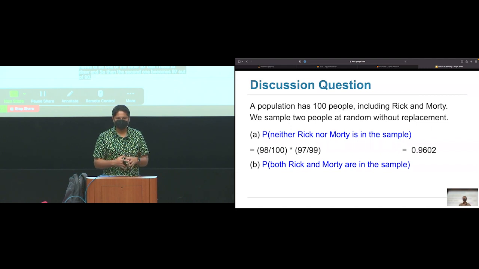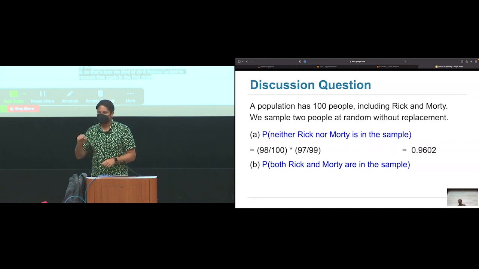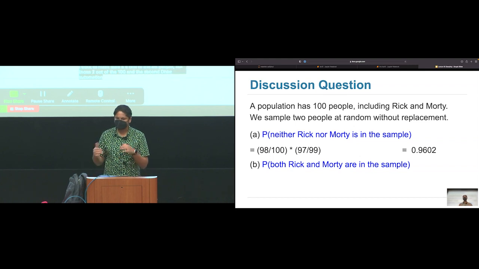So just to recap that again, in the first draw, I want to make sure it's one of the 98 people, not those two, out of the 100. And in the second draw, I want to make sure it's the 97 out of the remaining 99. And so then we can multiply them together using the multiplication rule.